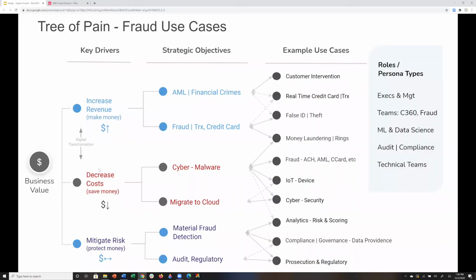The next thing then is sort of turning it on its side, which is each of these different use cases that I mentioned over there. You see the dotted line and the hard line. Just because you may be in the money laundering group doesn't mean you may not have to interact with IoT or device or cyber or one of these other groups, right?